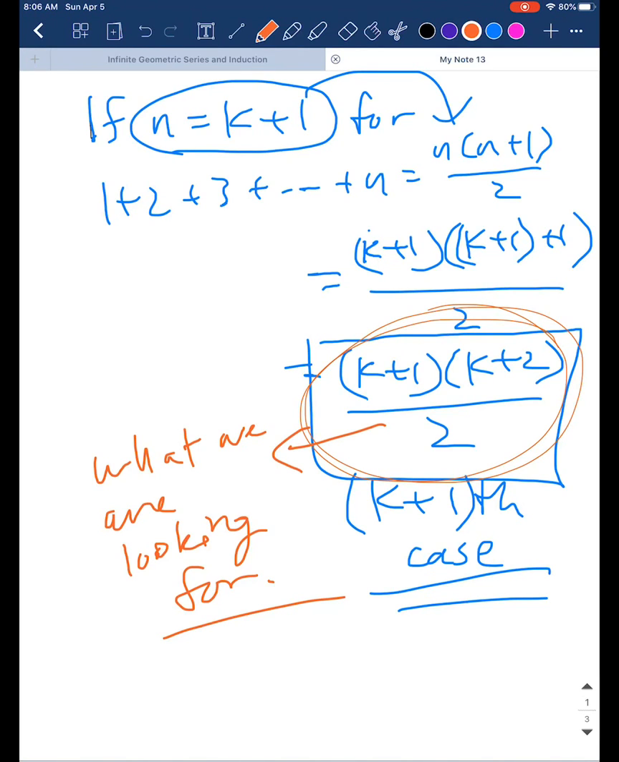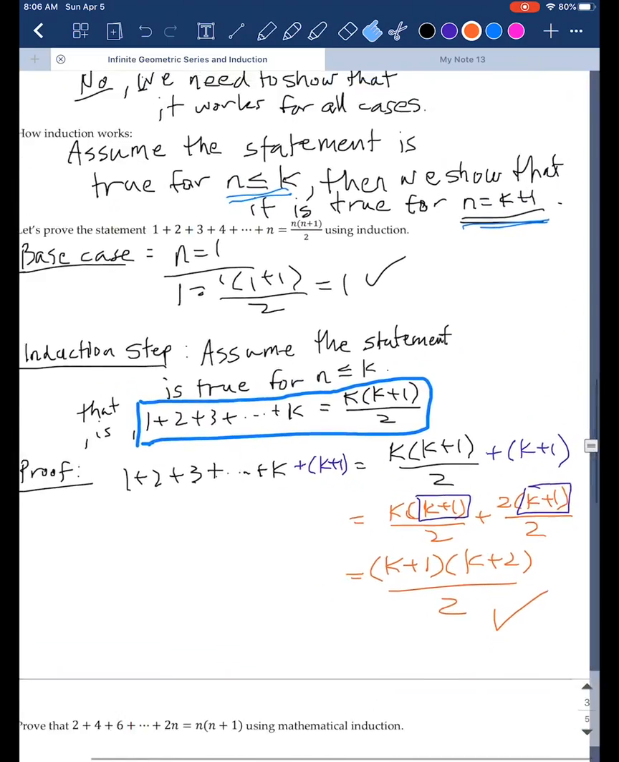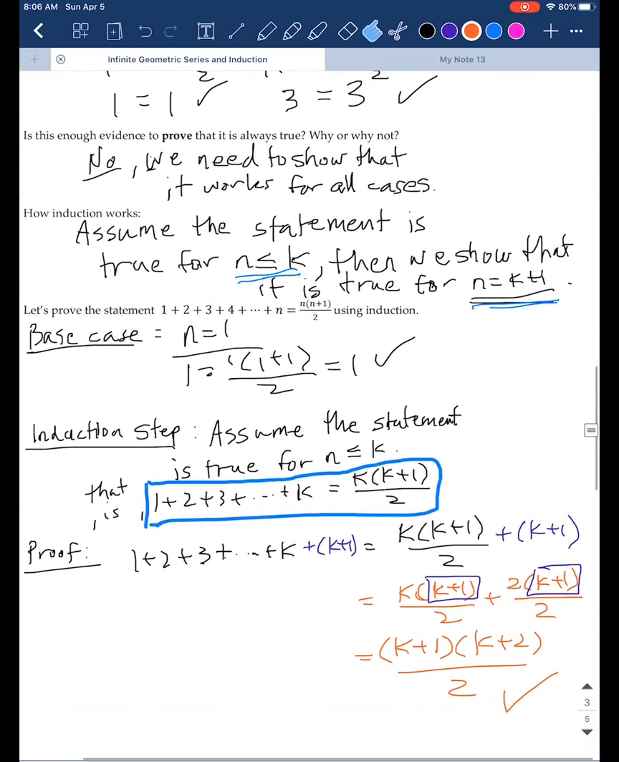Okay, so that n equals k plus 1 step beforehand, which is not officially part of your proof, is kind of like your side work. That's telling you what you're looking for. And what we just showed is that by adding the next term in our series, we get that exact expression, and our proof is done. So thus we've proved by induction that 1 plus 2 plus 3 plus 4 plus ... plus n is equal to n times n plus 1 over 2. And note, those same 3 steps are going to be part of every proof: base case, induction step, and then the final proof statement where you're working out the algebra.